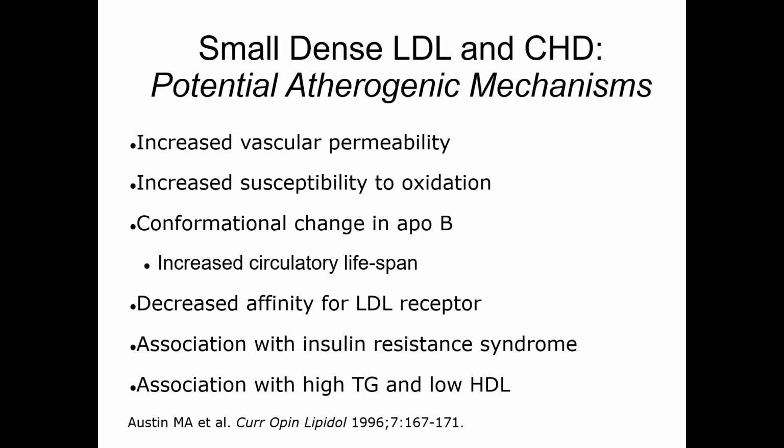Small dense LDL and CHD. Increased vascular permeability, so the blood vessels become more permeable. Increased susceptibility to oxidation, a conformational change in ApoB, which causes an increased circulatory lifespan and decreased affinity for the LDL receptor, and this is an association with insulin resistance syndrome and an association with high triglycerides and low HDL.